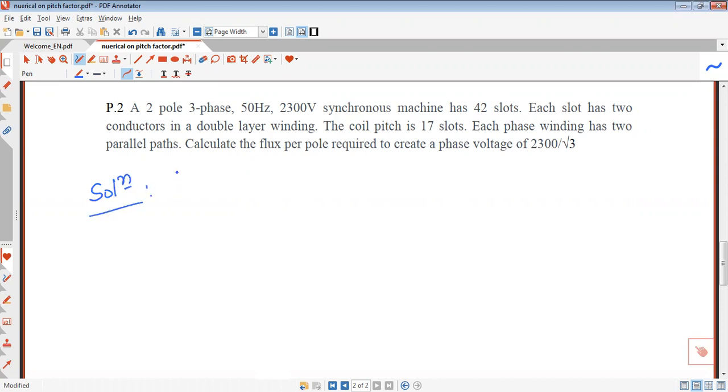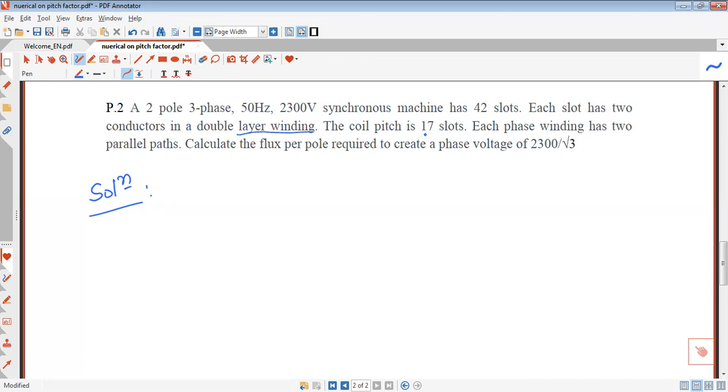This is the problem: a two-pole, three-phase, 50 Hz, 2300 volt synchronous machine has 42 slots. These slots are on the stator side where we are putting the conductors to generate the voltage in it. Each slot has two conductors in double layer. As we know, each turn has two conductors. I have already discussed the conductor in part 1 of this video. That link is also being shared here.